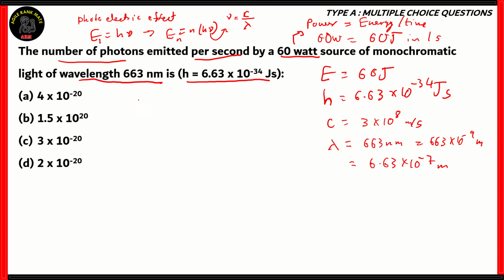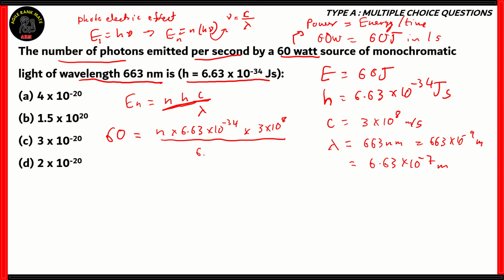Now, let's use the formula: energy En equals n times hc by lambda. This is the formula of the photoelectric effect. Let's plug in the values. En is 60, n is still unknown. We know h as 6.63 into 10 raised to minus 34, times the speed of light, 3 into 10 raised to 8, divided by the wavelength, which is 6.63 into 10 raised to minus 7.